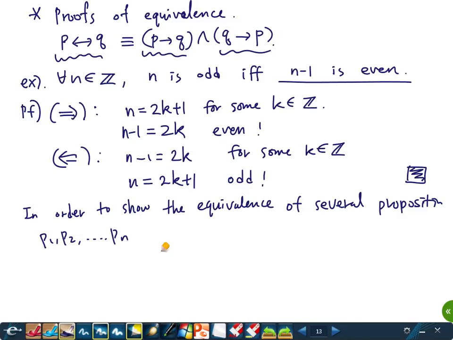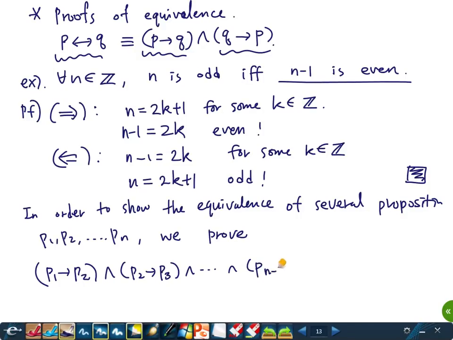But there are too many cases like that because there are n choose 2, or n times n minus 1 over 2. There are too many. But we can prove this. We prove only this: if P1, then P2. And if P2, then P3. And dot, dot, dot. If Pn minus 1, then Pn. And finally, if Pn, then P1. So you only need to prove n statements, because this will imply that they are all equivalent.